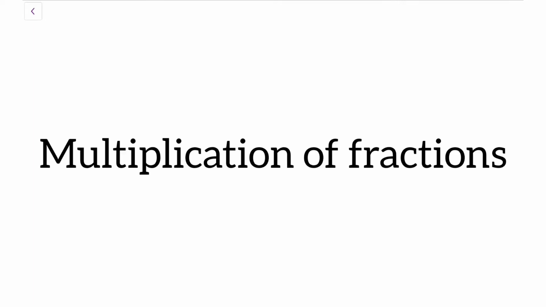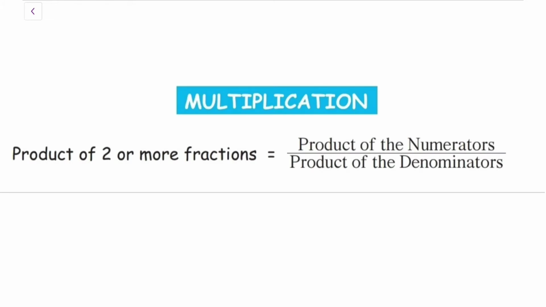Alright, let's get started. So let's start with multiplication of fractions. We know the formula for multiplication of two or more fractions. That is, the product of two or more fractions is equal to the product of the numerators by the product of the denominators. Let's take a couple of examples to understand this better.